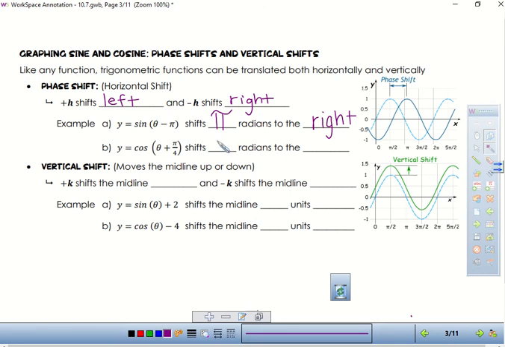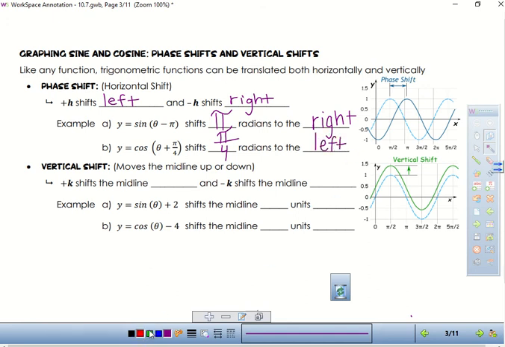And the bottom one shifts how many radians? What about B? What do you think? Pi over 4, yeah. Radians to the, which direction do you think this one will go? Good.